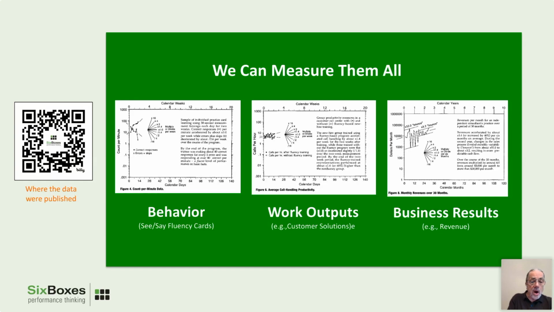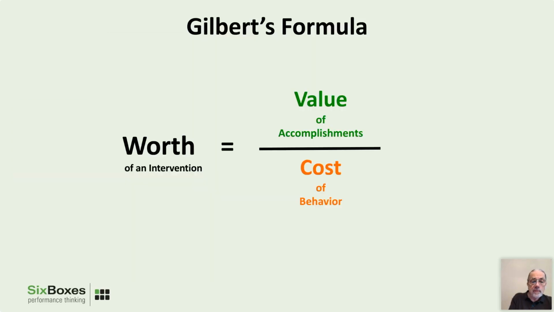And here's an article that happens to have a bunch of charts. You can't see this, but in the behavior case on the far left, what you see is correct responding in a practice activity accelerating and incorrect responding decelerating. In the middle one, we have calls that produce solutions for customers per hour, and you can see those accelerating. And on the right, we can see revenue in a small consulting firm. So those are all things you can measure.